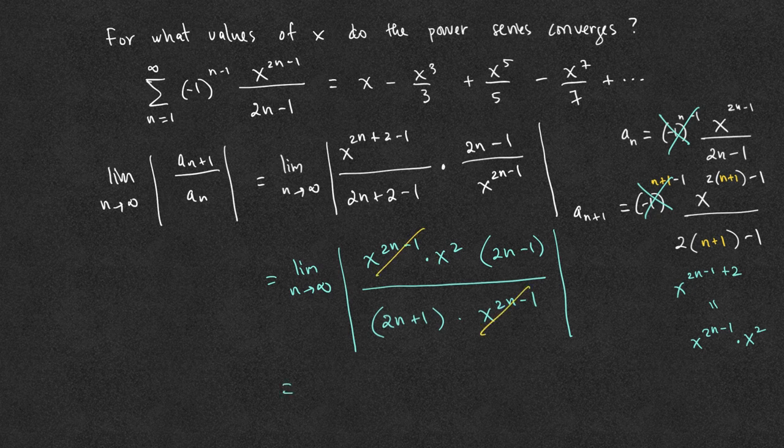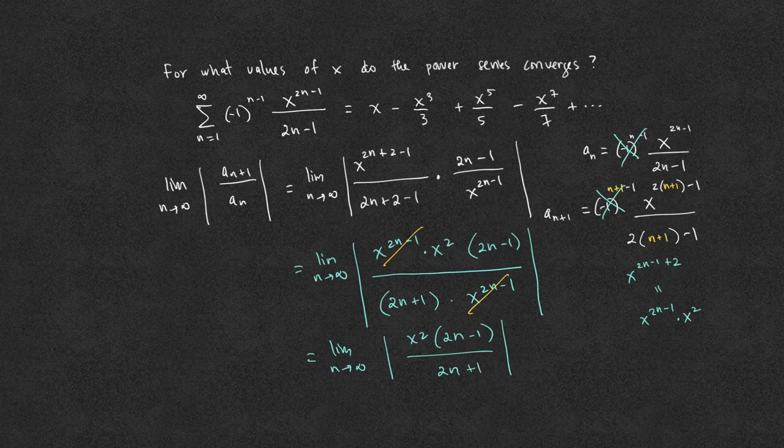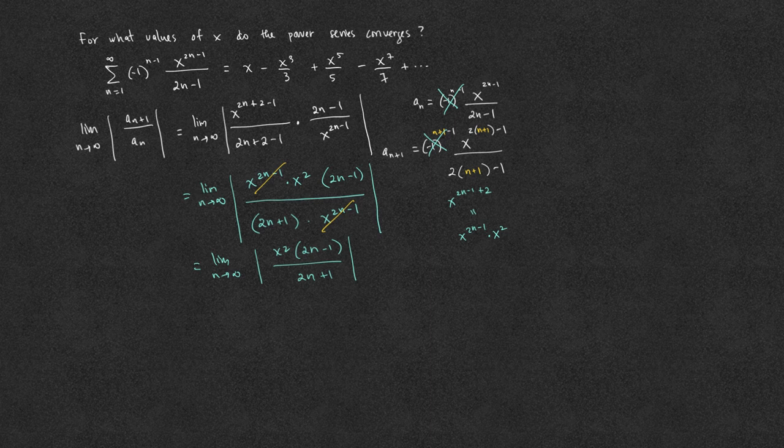We end up with the limit as n goes to infinity of the absolute value of x squared times 2n minus 1 over 2n plus 1. We then factor out x squared and bring it to the front of the limit, so this is x squared. There's no need to use the absolute value around x squared. The limit as n goes to infinity of 2n minus 1 over 2n plus 1. We cannot factor out any factor, because this limit depends on n.